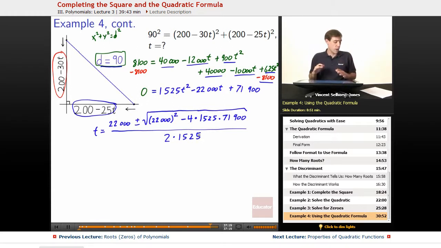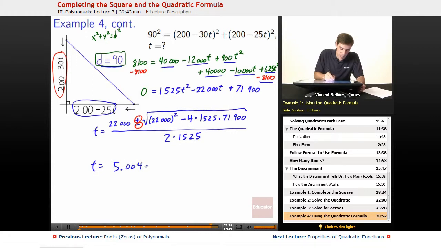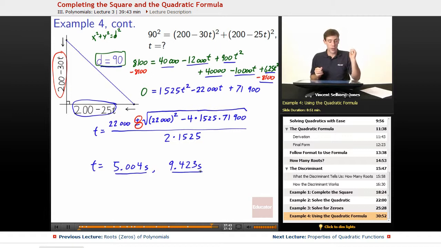I won't work this all out here. I'm going to trust the fact that you can do the two different versions. Remember, there is a plus version, and then there's a minus version. So we do both of the versions, and we will wind up getting t equals 5.004 seconds and 9.423 seconds.